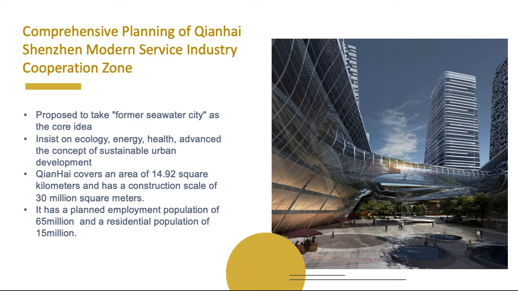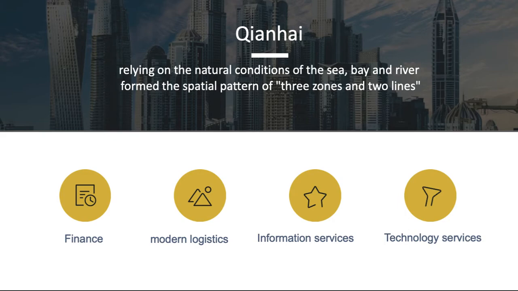It seems a small city in Shenzhen. It relies on the natural conditions of the sea, bay, and river, forming the spatial pattern of three zones and two lines. It focuses on the development of financing, modern logistics, information service, and technology service.